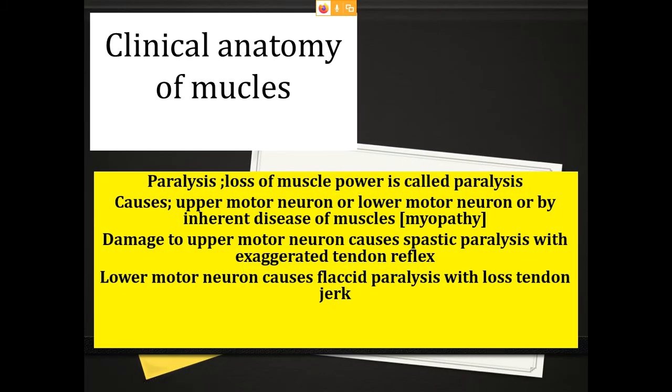So clinical anatomy: paralysis. Loss of muscle power is called paralysis. Paralysis means loss of muscle power or loss of motor innervation of the muscle. So causes are upper motor neuron or lower motor neuron lesion, or inherited disease of the muscles called myopathy. Okay, damage to the upper motor neuron causes spastic paralysis. Lower motor neuron damage causes flaccid paralysis or loss of tendon jerk.